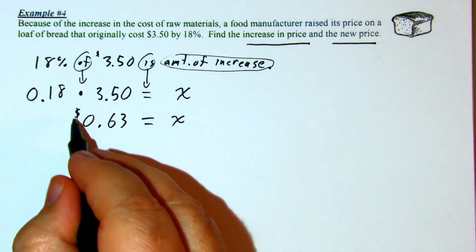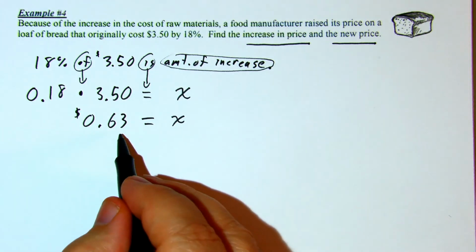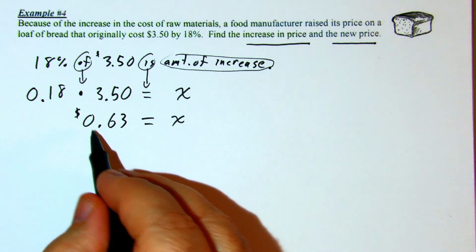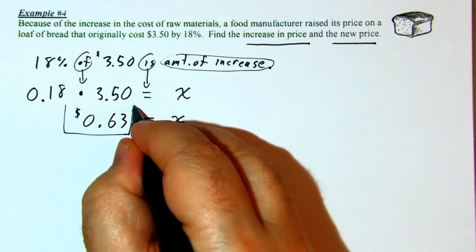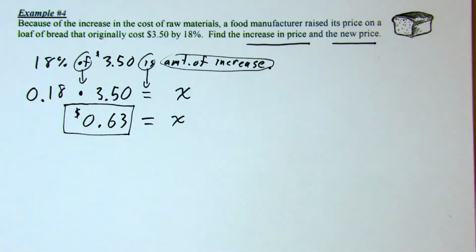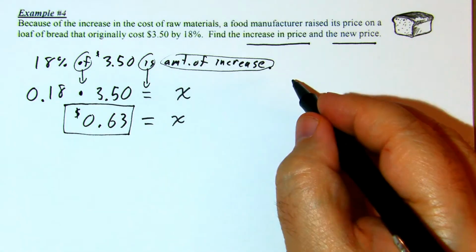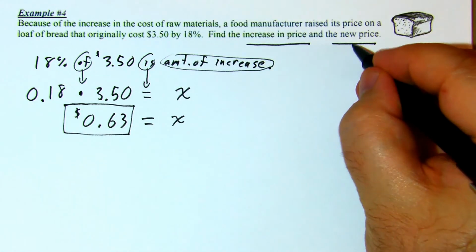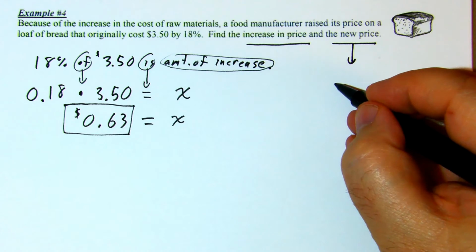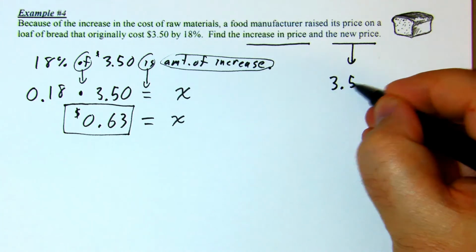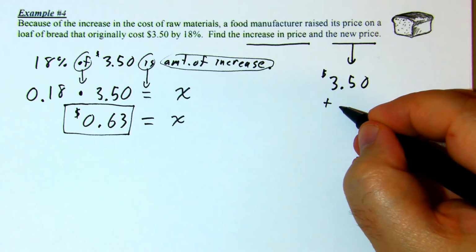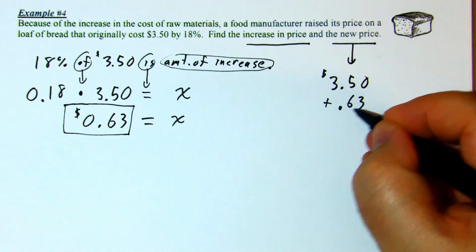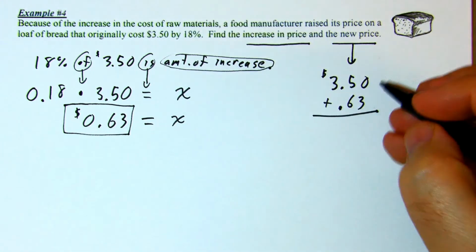You can think of it with the dollar sign. It's $0.63, or if I got rid of the decimal point, it would just be 63 with the cent symbol. But this is the answer for the first part, the increase in price. The new price can be found by taking the original price, $3.50, and adding the 63-cent increase. And I'll do this one manually this time.